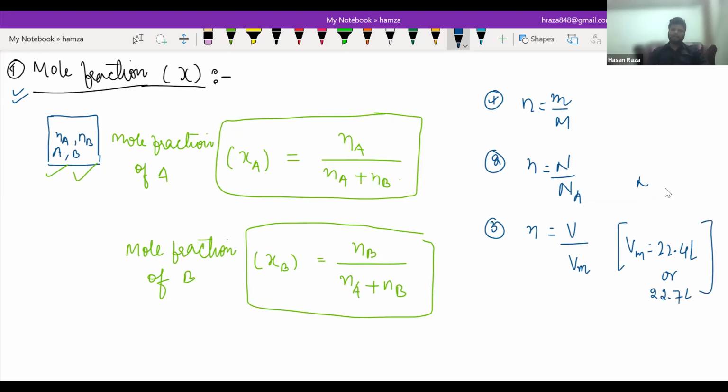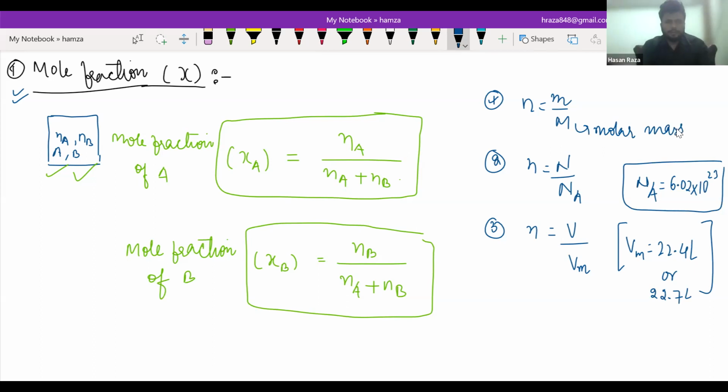This Na, you already know, is Avogadro number, and its value is 6.023 into 10 raised to the power 23. And this is molar mass. You also know how to calculate molar mass. Can you calculate molar mass? So there will be a container or a solution in which you need to calculate the mole fraction of the required component. So you should know the formula of how to calculate number of moles. Is that clear, Hamza?